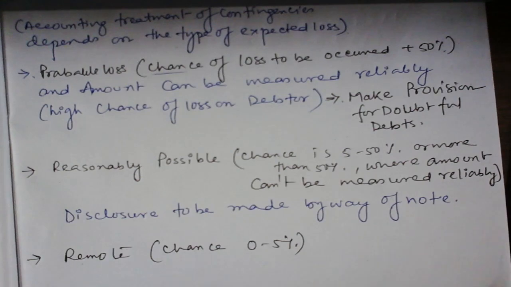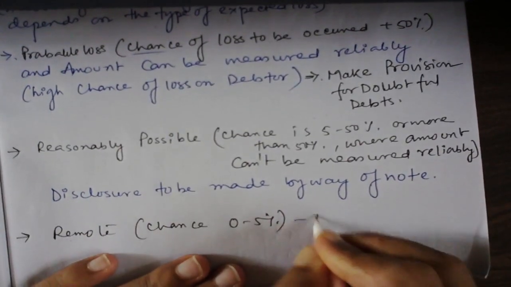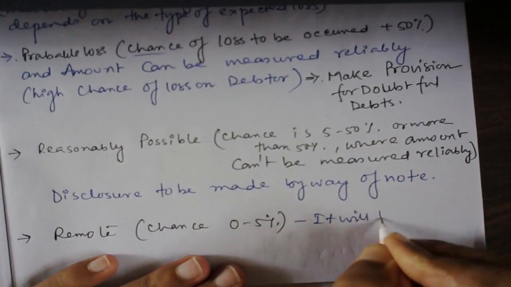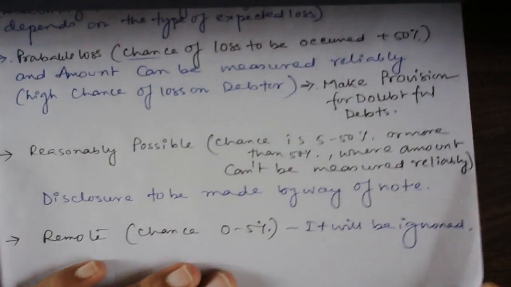Some part of chances may be there that maybe the insolvency happens. So that is why if there is any remote chance, you can ignore it. No provision required. Okay. So remote chance means there is a remote chance, so आपको कुछ करना नहीं. आप क्या नोट दोगे सर? It will be ignored. Done sir. It will be ignored.